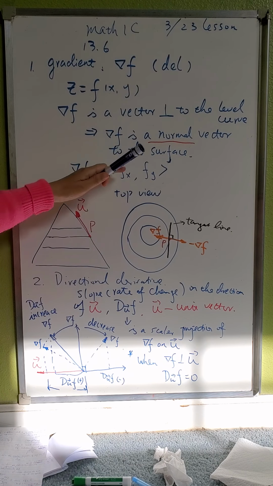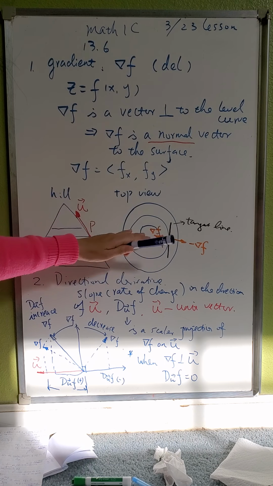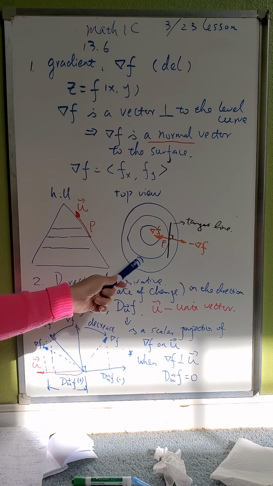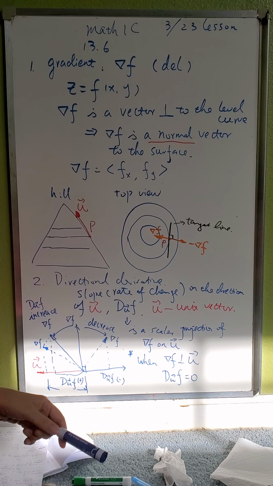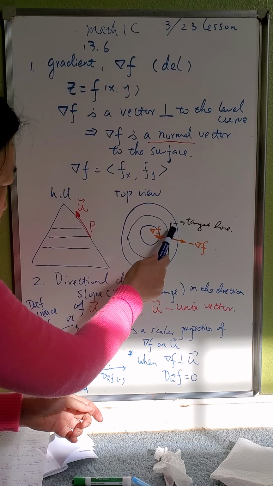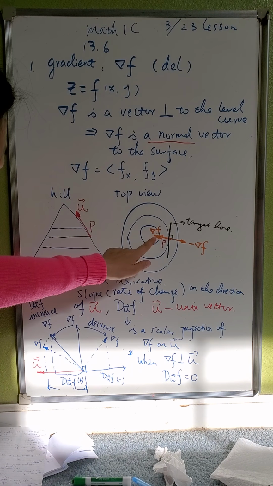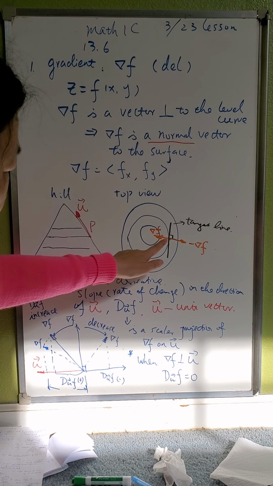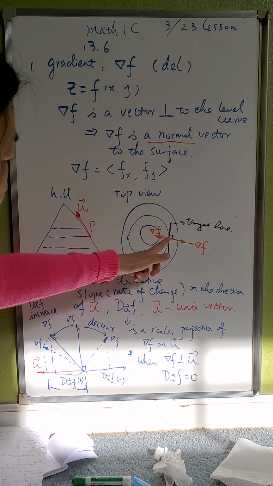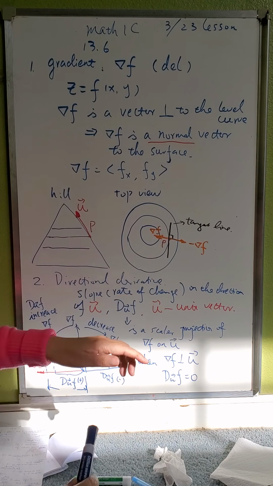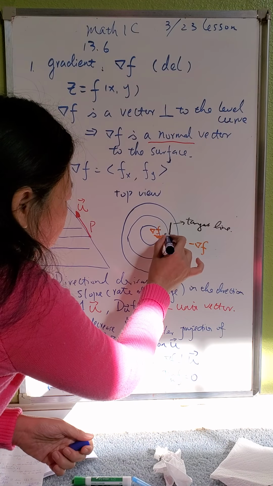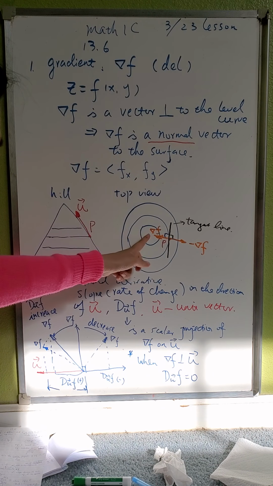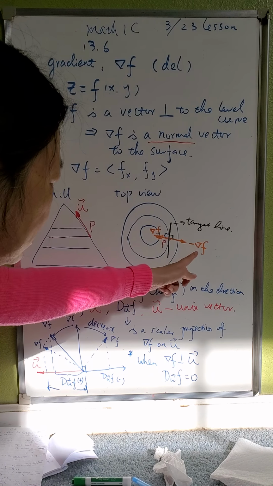If I look at the top view of the hill, this is my second circle, the second contour. This is a tangent line here, and the gradient is right here. This is a level curve, and the gradient is perpendicular to this level curve, perpendicular to the tangent line. If you want, you can draw a 90-degree angle. When you're going uphill, I use positive. When I'm going downhill, I use negative.